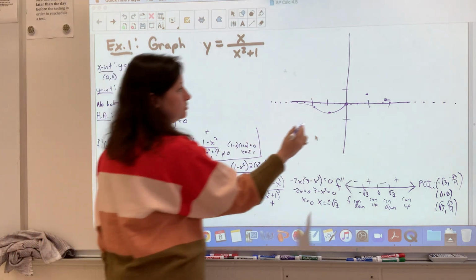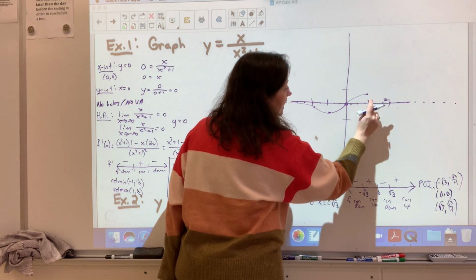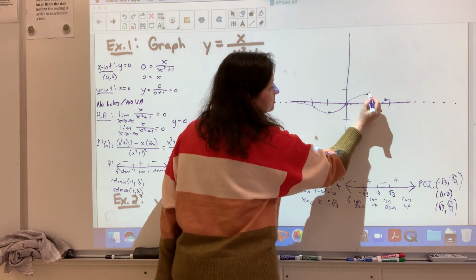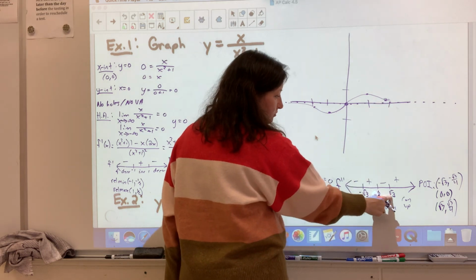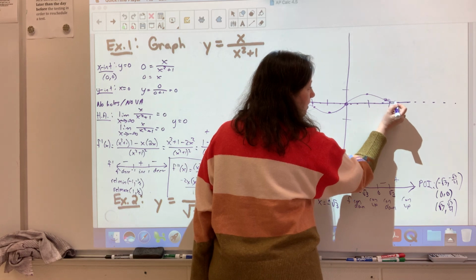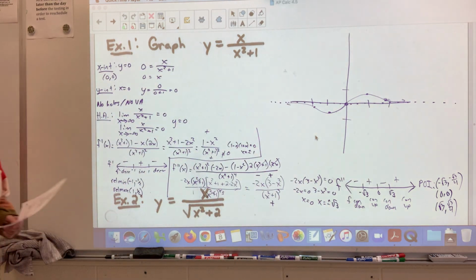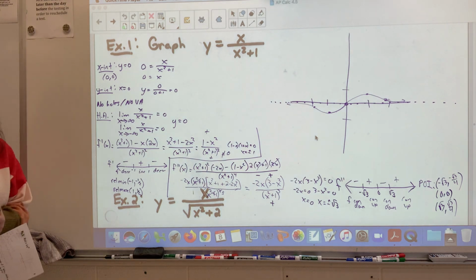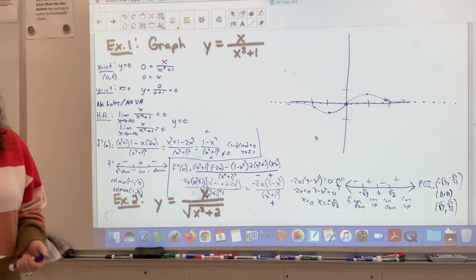I continue to increase, but now I switch to concave down. And then at positive 1, I start decreasing, but I'm still concave down. And then at root 3, I'm still decreasing, but I switch to concave up. And so I end up with my final graph. So basically, we're pulling everything together that we learned to do with derivatives to create these graphs.